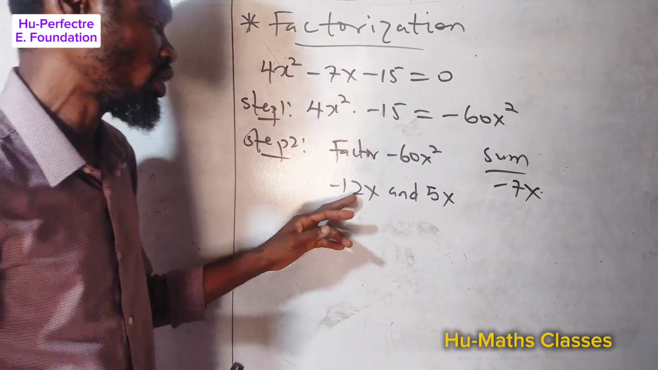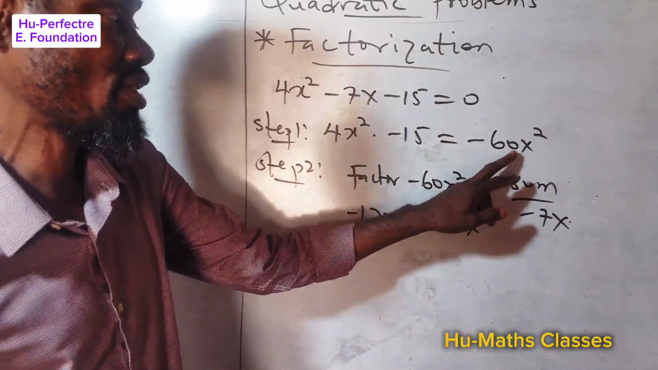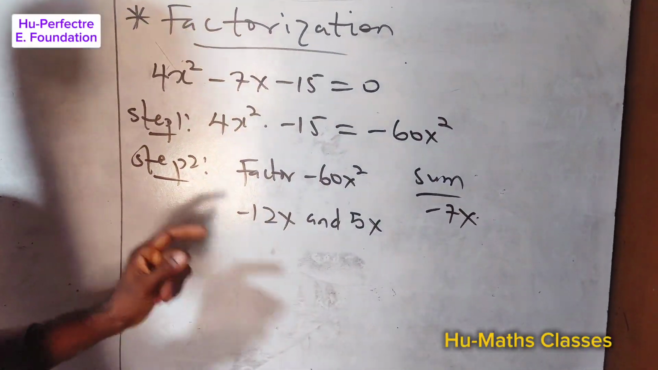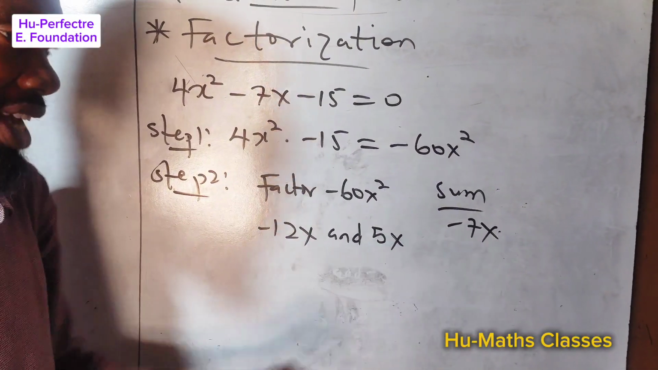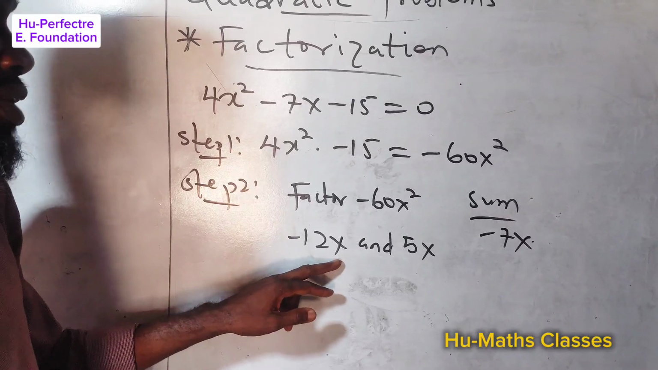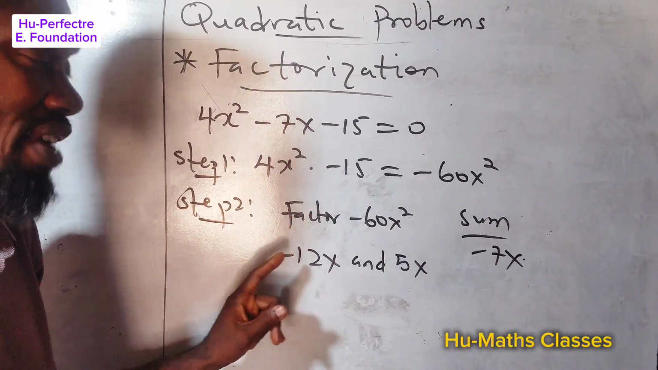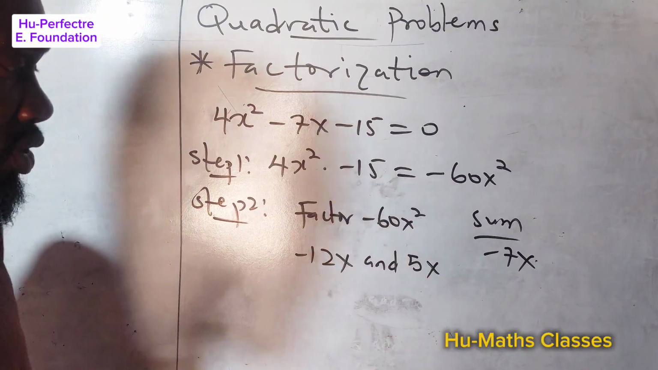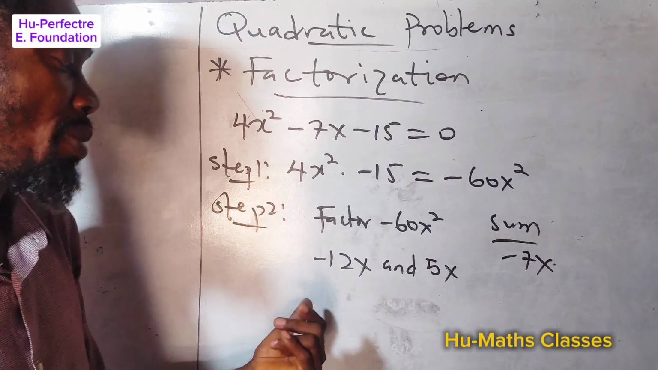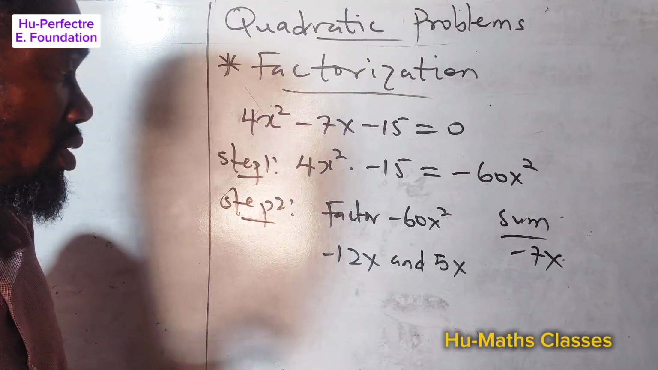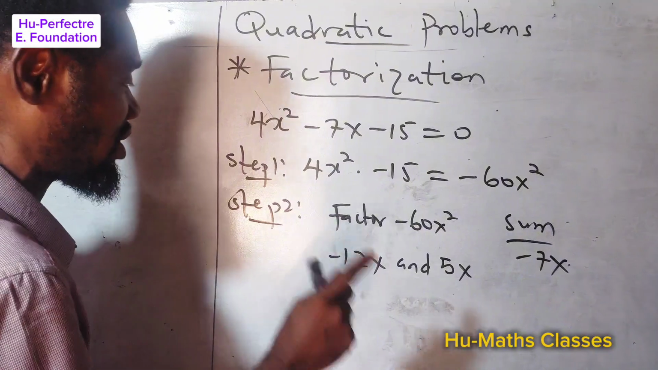If you multiply minus 12x times 5x, you're going to have minus 60x raised to power 2. And if you add up minus 12x plus 5x, your answer will be minus 7x. I am not multiplying these variables, I am adding them up. So you should be careful when dealing with this type of problem, because sometimes we end up multiplying them and having a wrong result. So this is minus 12x plus 5x, your answer is minus 7x.